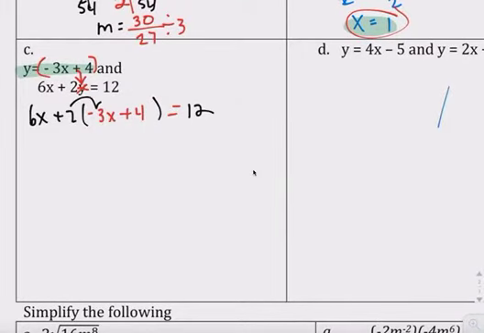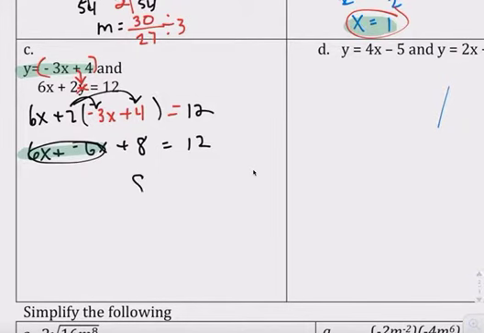So distribute: negative 6x plus 4, 6x. Okay. After that, you need to combine like terms, correct? You get 0. Is it 4 or 8? Oh gosh, 8. Thank you. Careless mistake. 8. This is 0, right? 0 plus 8 is 8 equals 12.